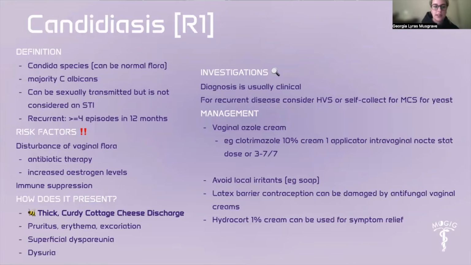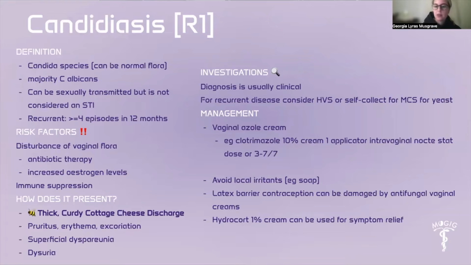So it presents with a thick, curdy cottage cheese discharge. That's really buzzwordy, but associated symptoms could include pruritus, erythema, excoriation, superficial dyspareunia, and dysuria. It's usually a clinical diagnosis. But with recurrent disease, you can consider a high vaginal swab or self-collect for microscopy culture and sensitivities for the yeast. Management, it's a vaginal azole cream.